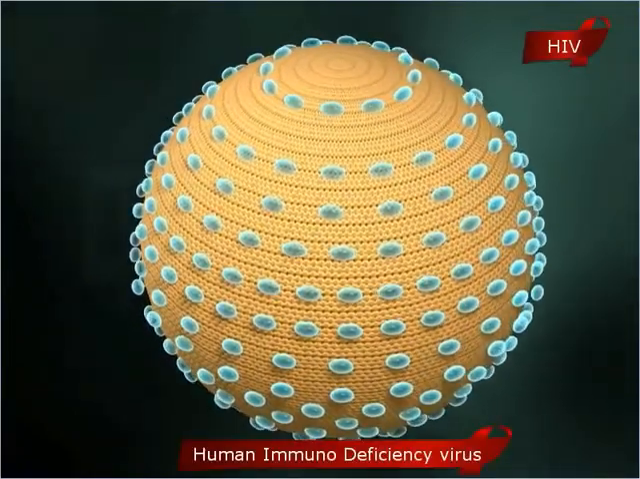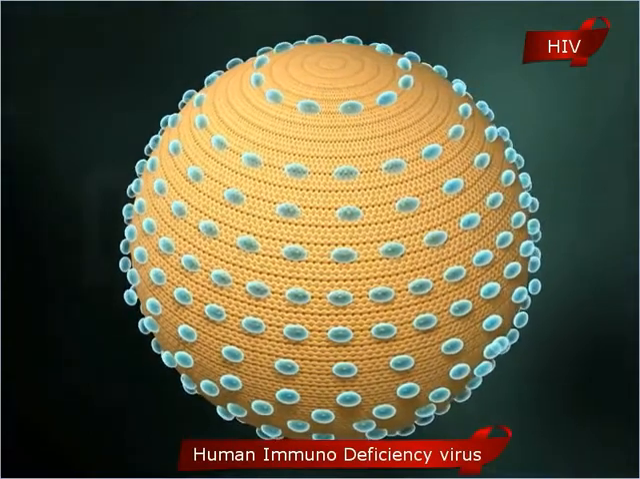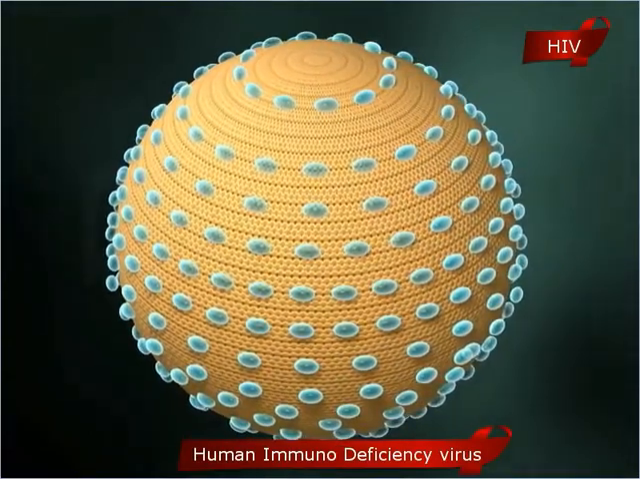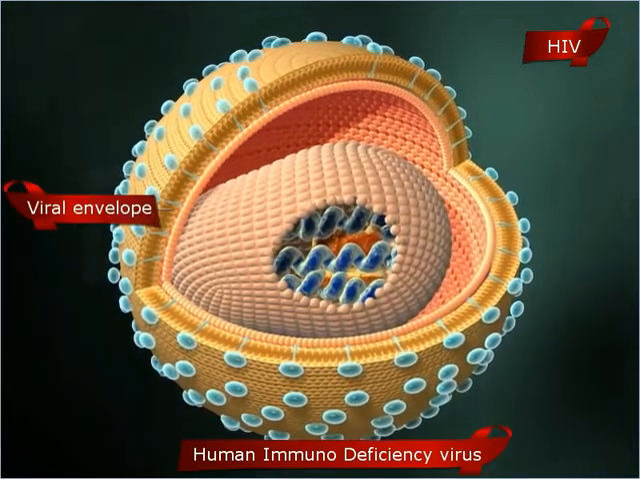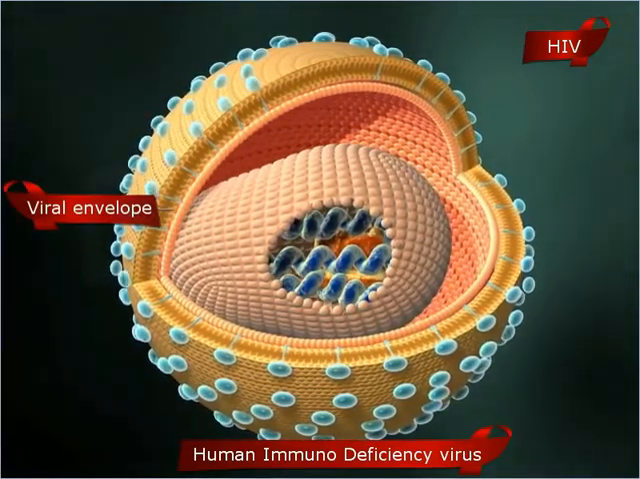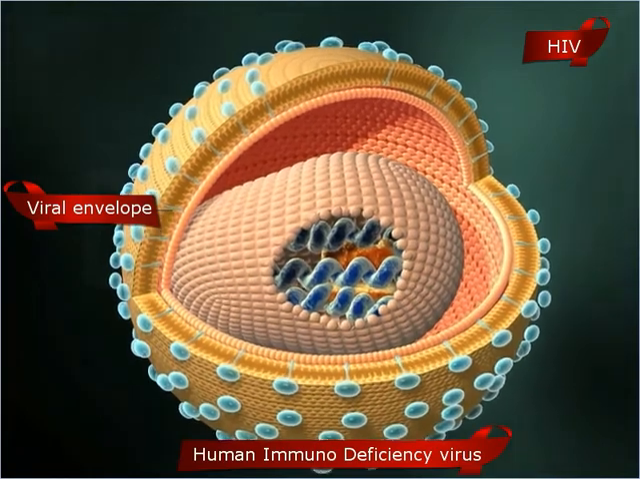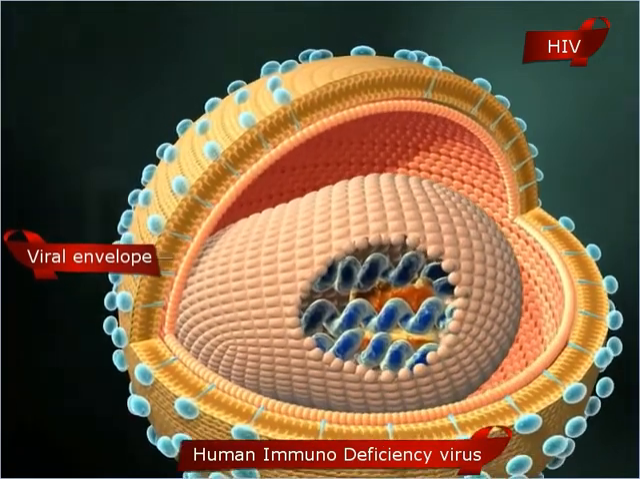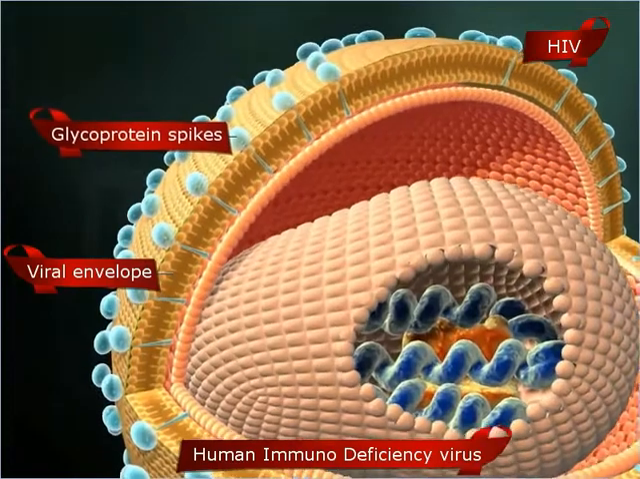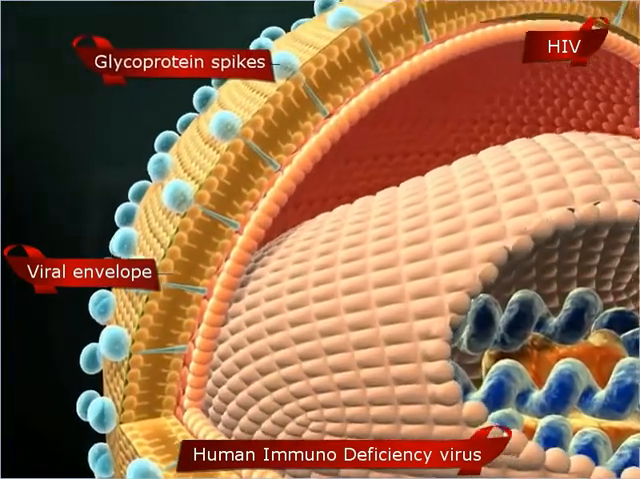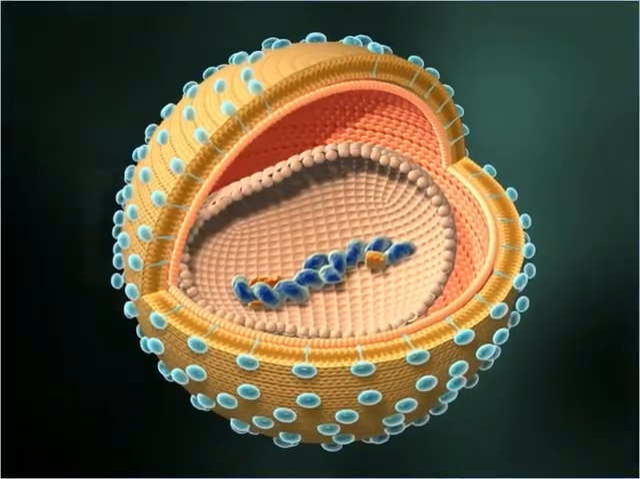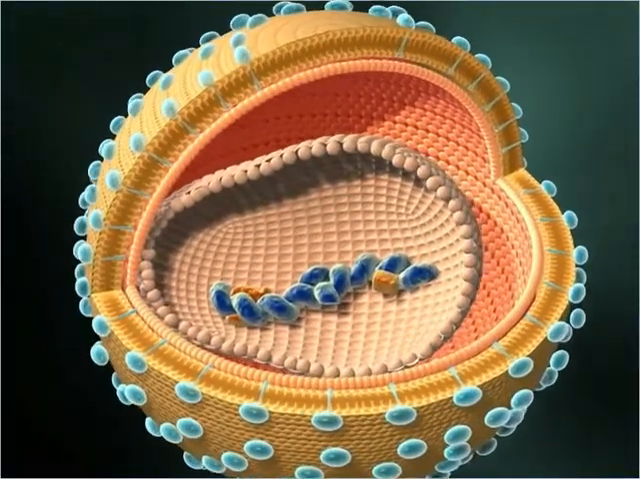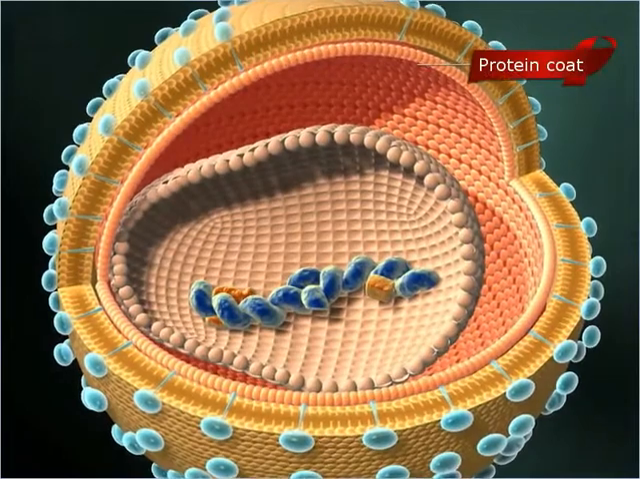HIV, or Human Immunodeficiency Virus, is spherical in shape. It is surrounded by a viral envelope which is composed of a lipid bilayer. The viral envelope bears receptor binding proteins and glycoprotein spikes which facilitate the linking of the virus with the host cell. The layer next to the viral envelope is present in the form of a protein coat.